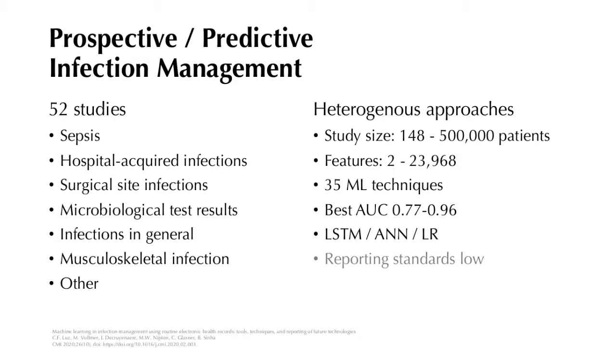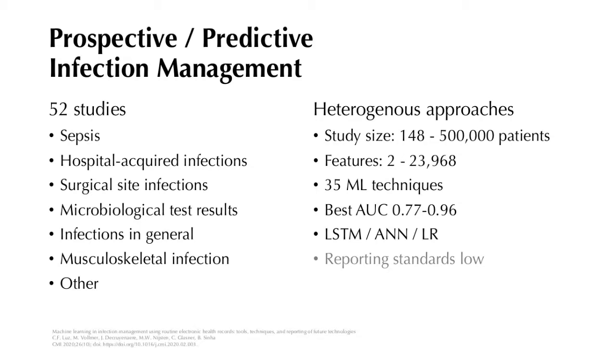Here, ranked from the top, the most frequent one down, sepsis is definitely a very prevalent topic in the field. Many studies are trying to tackle this; 19 looked at sepsis alone, hospital-acquired infections, surgical site infections, etc. So there are many different angles to infection management and different outcomes, but we also found very heterogeneous approaches, ranging greatly in study size, how many patients were included, how many features or variables were included in the final model, but also 35 different machine learning techniques and a range of best model performances.